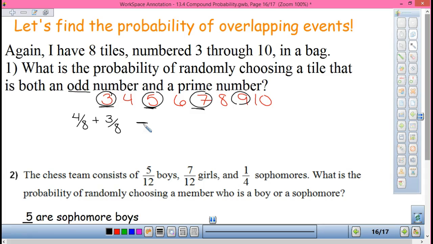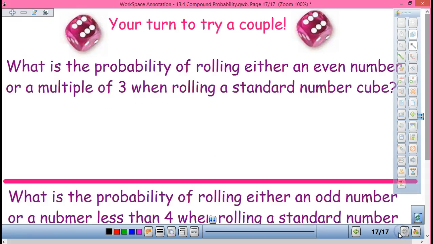Okay, so if I add these together, I get 7 out of 8. But then I have to subtract how many are overlapping. How many do I have 2 marks by? 3 out of 8, and I get 4 out of 8, which is 1/2. Right? Number 2 is a dumb problem. Alright, so this is a better one.